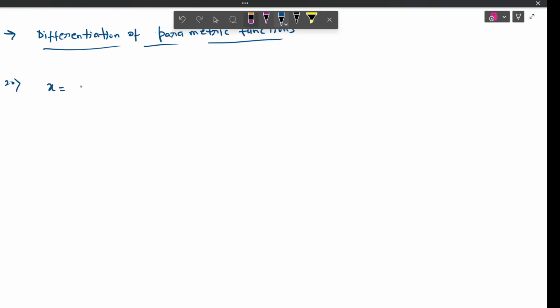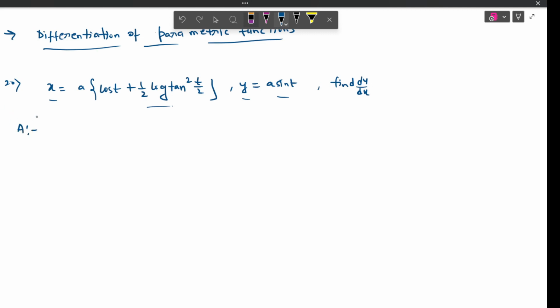If x is a cos t plus half of log of tan square t by 2, and y is a sin t, find dy by dx. See, here x is a function of t, y is a function of t, but you have to differentiate y with respect to x. This form is known as parametric form. Okay.